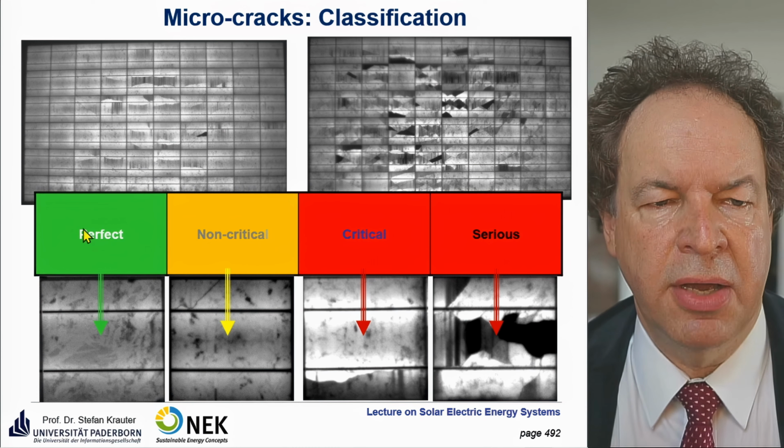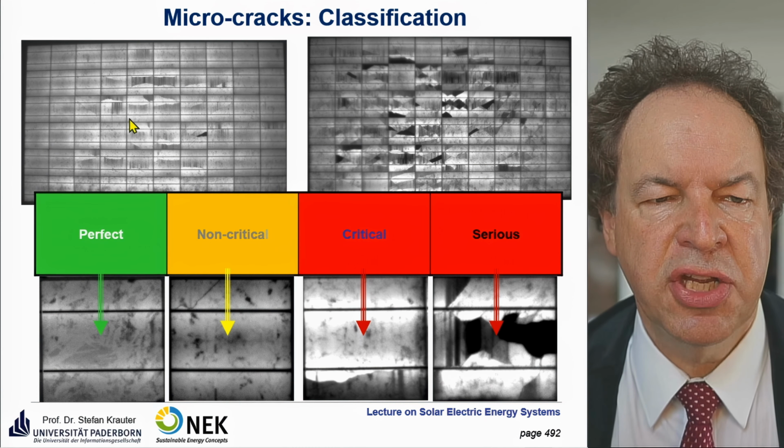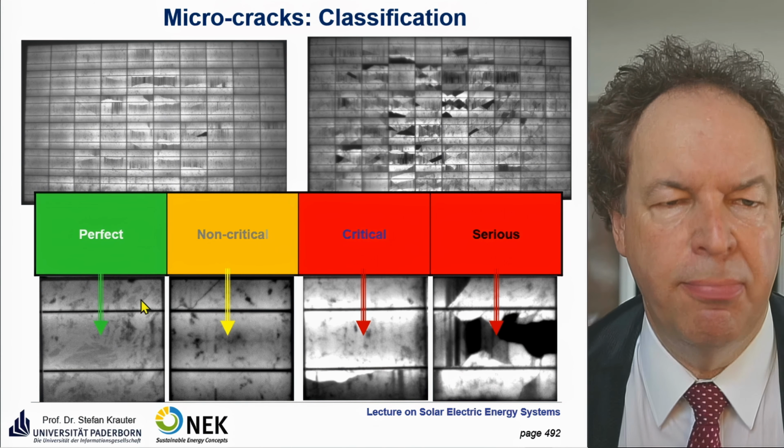What you do is carry out a classification of the microcracks. Your first is a perfect module, a multi-crystalline module. You see some dark spots, but it's not really an issue. These are usually boundaries of the multi-crystalline material, so that's perfect. Then you have some non-critical cracks. You see that only the areas which are really dark are really small, and therefore the overall performance is not really affected. Then you have some critical issues.